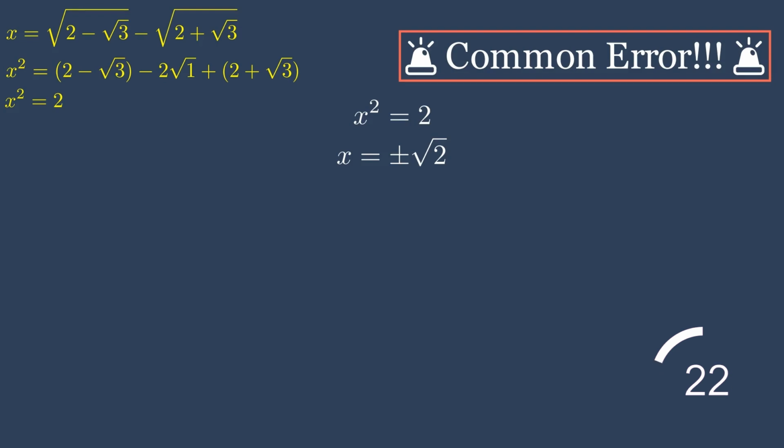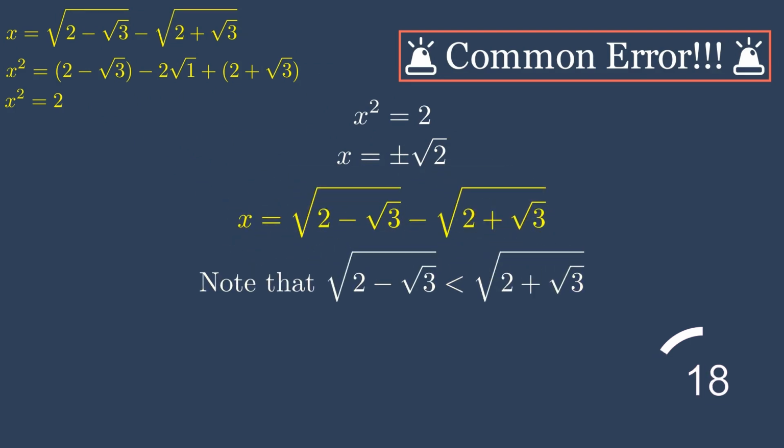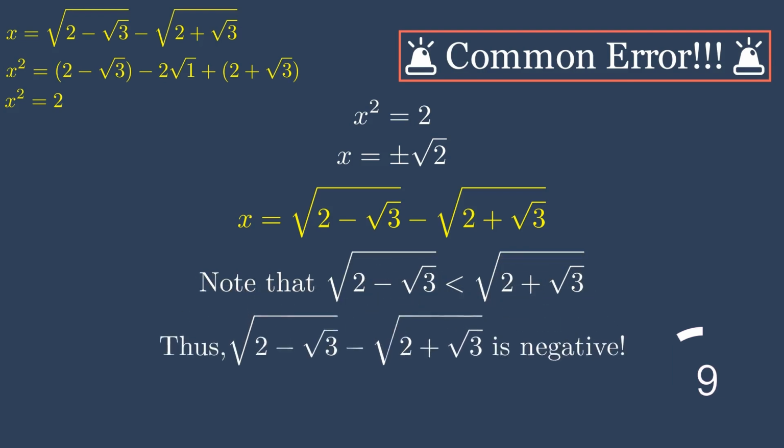Now, let's look back at how we defined x originally. Realize how root 2 minus root 3 is a smaller value compared to root 2 plus root 3? This means that we are subtracting a bigger value from a smaller one, which always results in a negative number. Hence, the actual value of x is negative root 2, and that's our answer, for real this time.